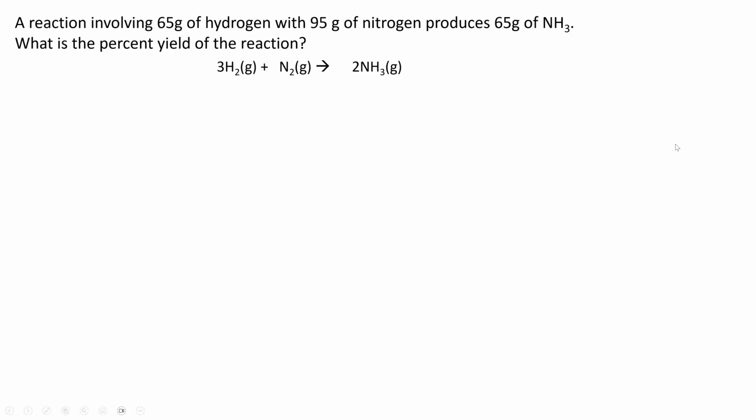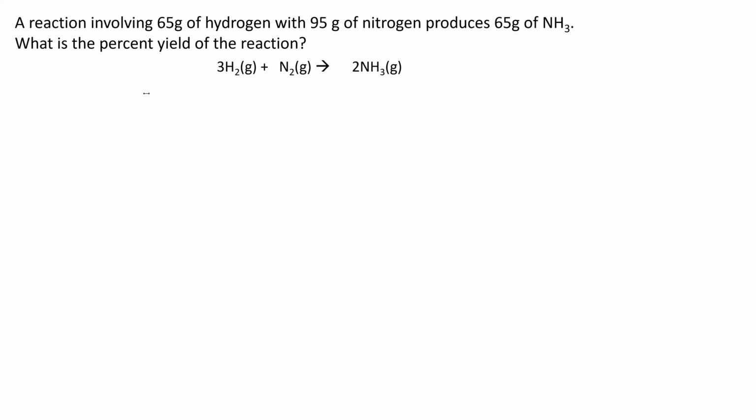So in this example here, we have a reaction involving hydrogen and nitrogen gas to produce ammonia. And so we're starting with 65 grams of hydrogen with 95 grams of nitrogen, produces 65 grams of ammonia. What is the percent yield of the reaction? Now, one thing we've got to keep in mind here is that it gives us information about both reactants in this example. The good news is that we already have the balanced chemical equation.